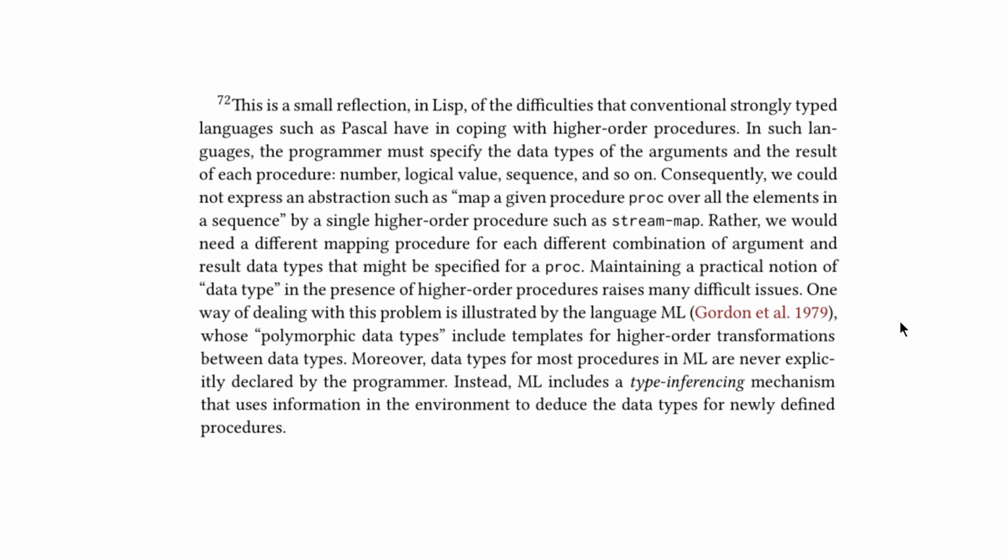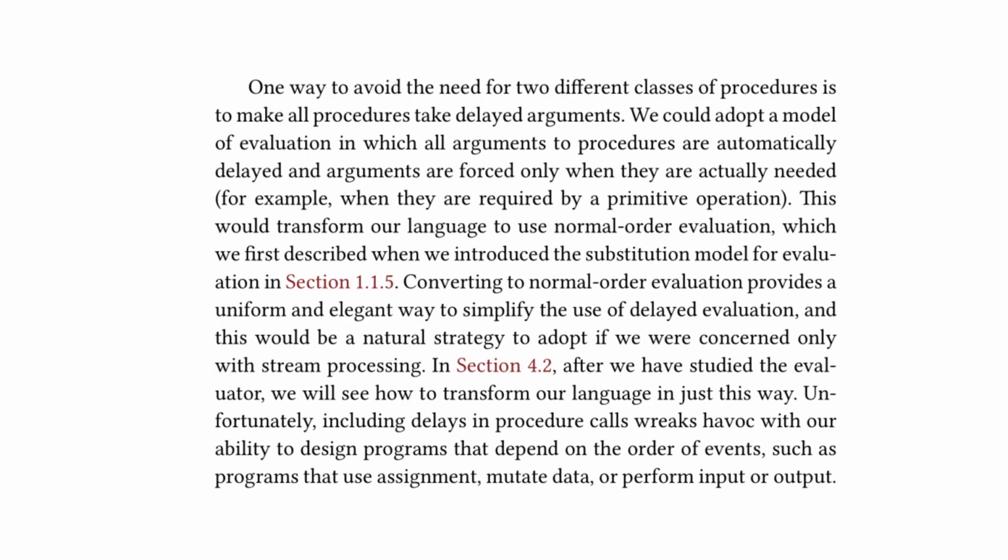The text then goes on to read, "One way to avoid the need for two different classes of procedures is to make all procedures take delayed arguments. We could adopt the model of evaluation in which all arguments to procedures are automatically delayed and arguments are forced only when they are actually needed. For example, when they are required by a primitive operation. This would transform our language to use normal order evaluation, which we first described when we introduced the substitution model for evaluation in section 1.1.5.